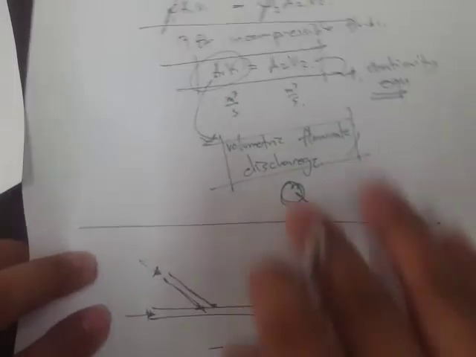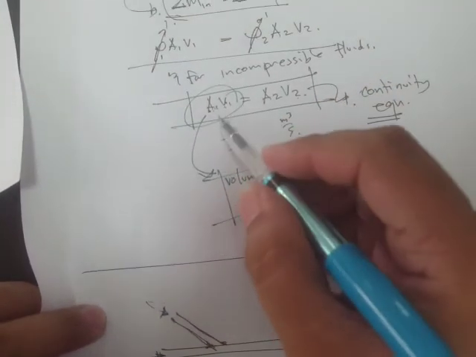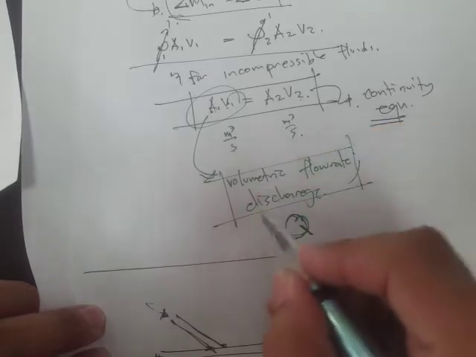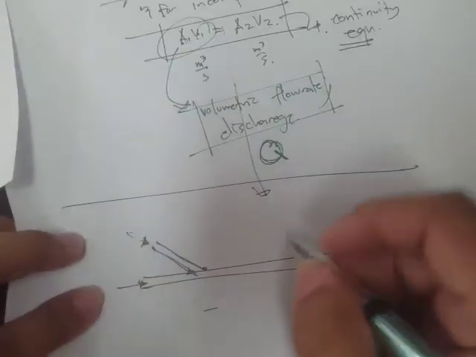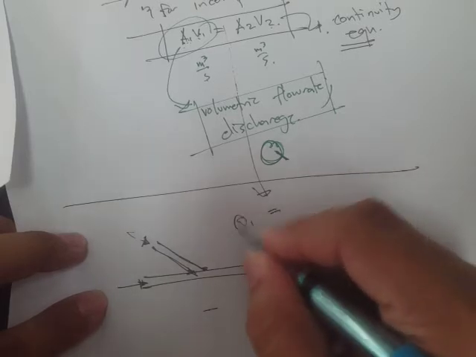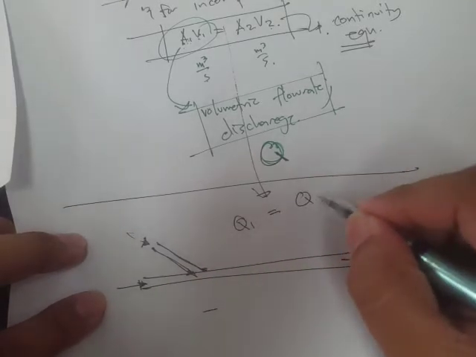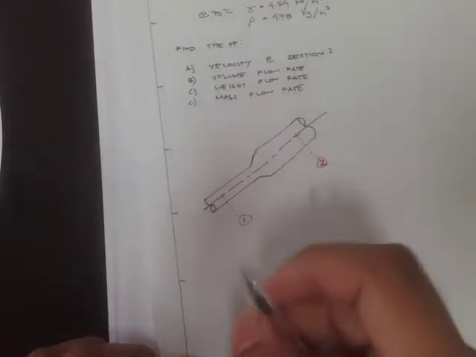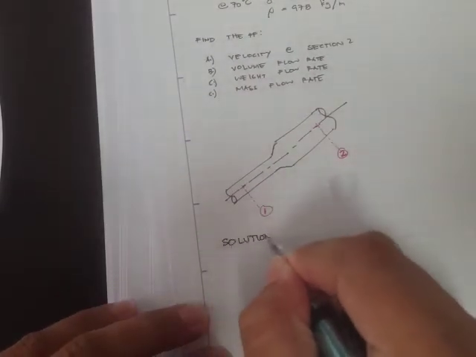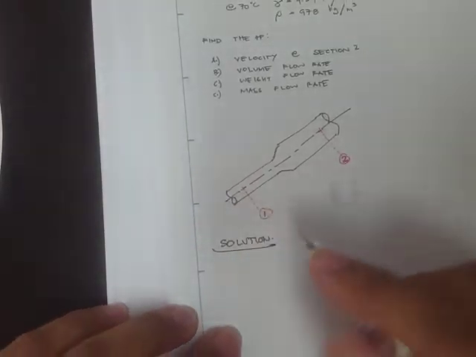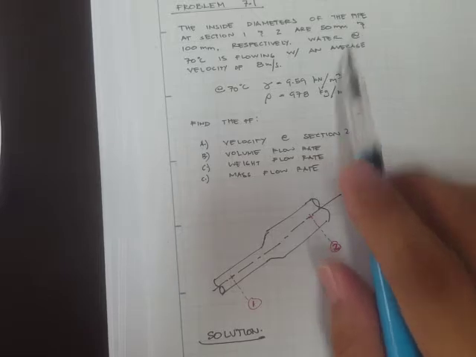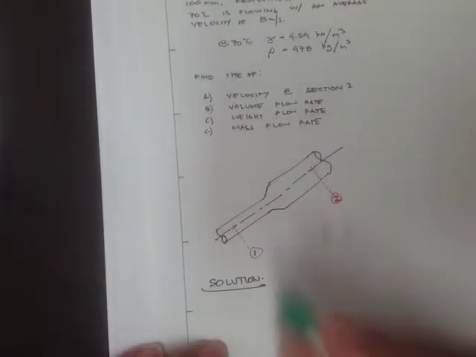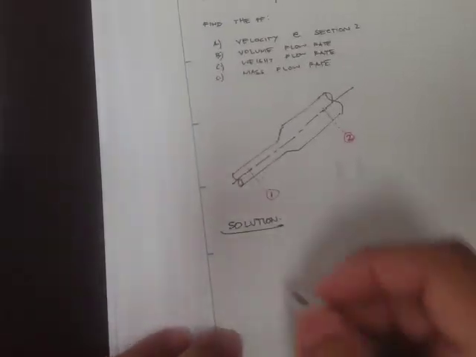Now, going back to our previous paper, we see that A1 V1 is equal to A2 V2, which is simply our discharge Q. That can be written as Q1, the flow rate at point 1, is equal to the flow rate at point 2. Here in our problem, at point 1 we already have the diameter, and at point 2 we also have the diameter. So we can write it here.